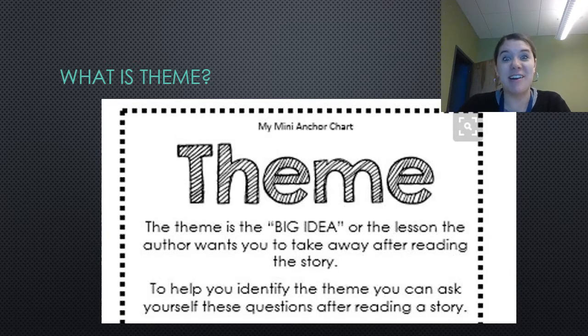So, myMiniAnchorChart.com gave us this awesome definition of theme. Theme is the big idea or the lesson the author wants you to take away after reading the story. Let me say that again because this should go into your ELA notebook. Theme is the big idea or the lesson the author wants you to take away from reading the story.